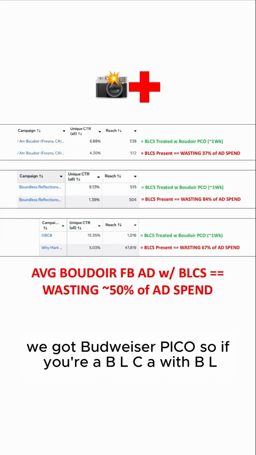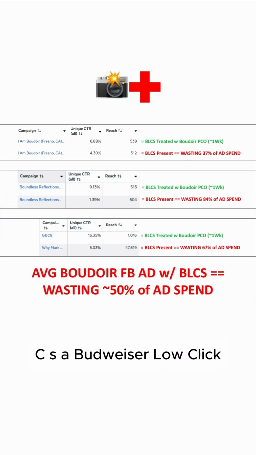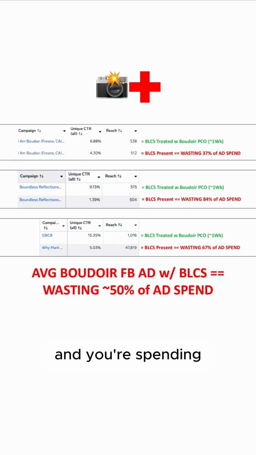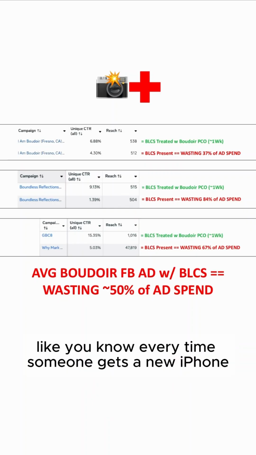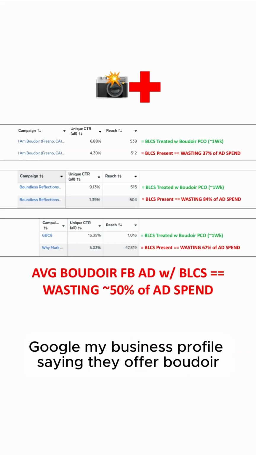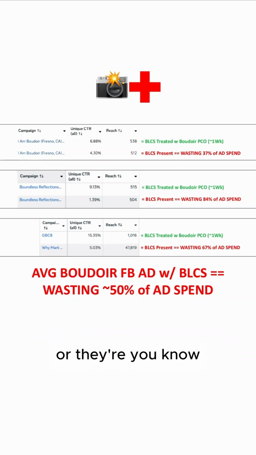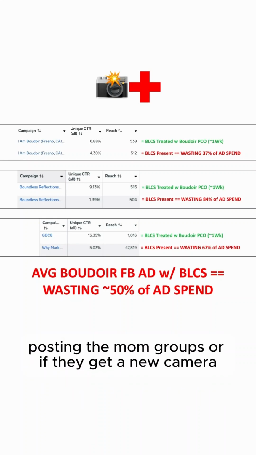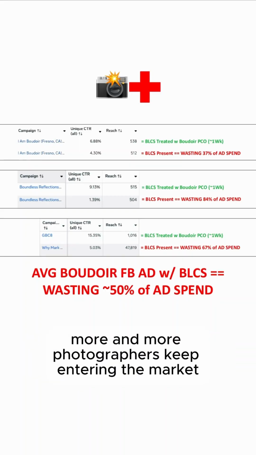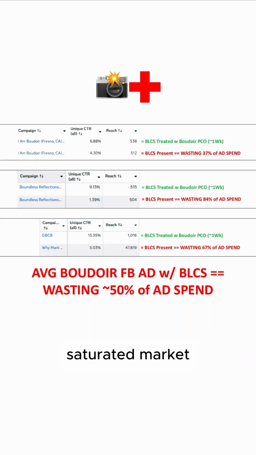So if you're a BLCA with BLCS, a Boudoir low click advertiser with Boudoir low click syndrome, and you're spending more than 10 grand a month on Boudoir Facebook ads, and you've seen how the market keeps getting more and more saturated with boudoir photographers. Like, every time someone gets a new iPhone, they're throwing up a Google My Business profile saying they offer boudoir, or they're posting in the mom groups, or if they get a new camera, they're posting in the mom groups saying they now do boudoir shoots. So more and more photographers keep entering the market, saturated market.